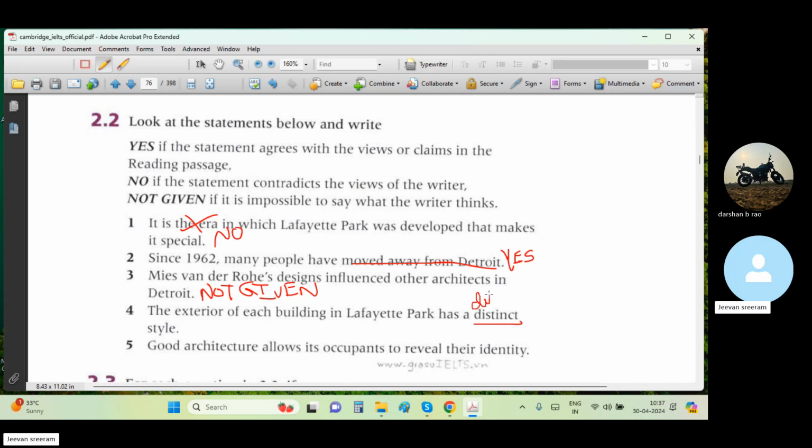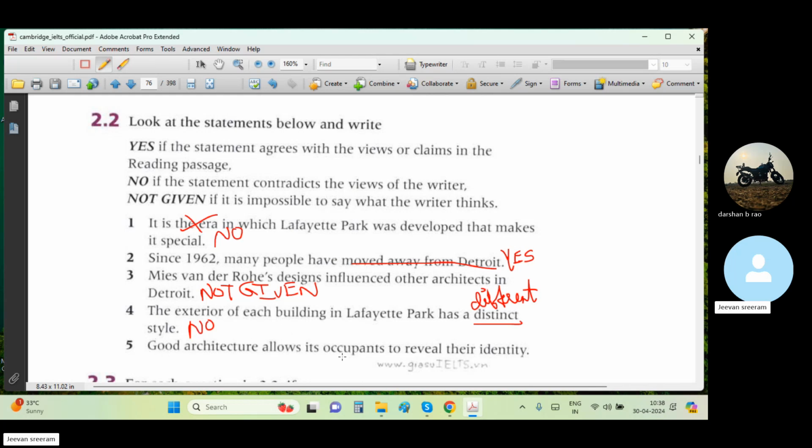Distinct means different. Are they really different? No. So what can I say about this statement? No. Distinct means different. The exterior of each building in Lafayette Park has a strict uniformity in style. Then that would be yes. But we have distinct. Next.